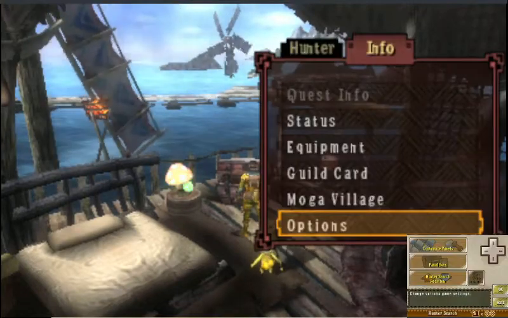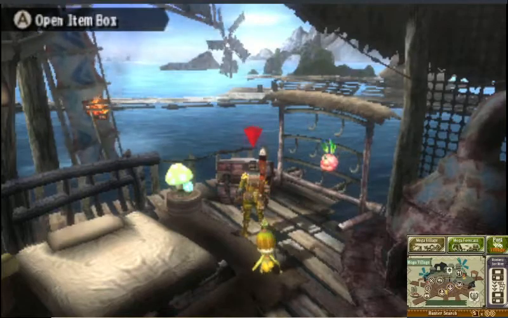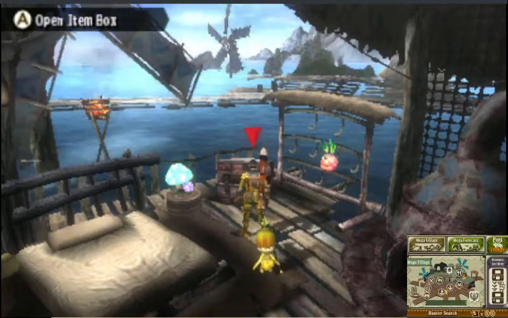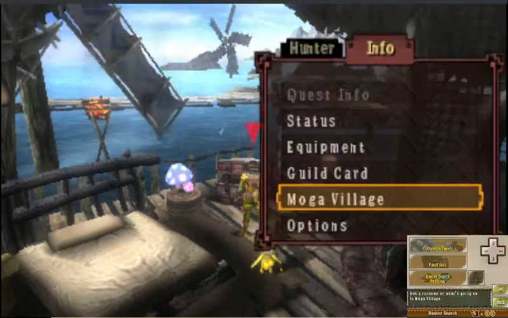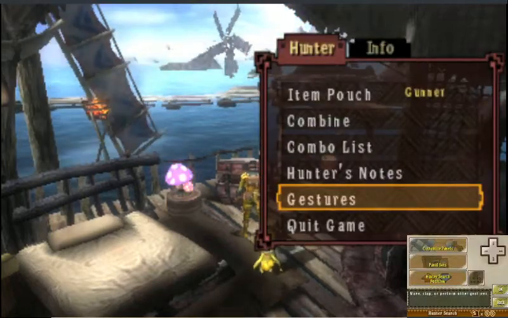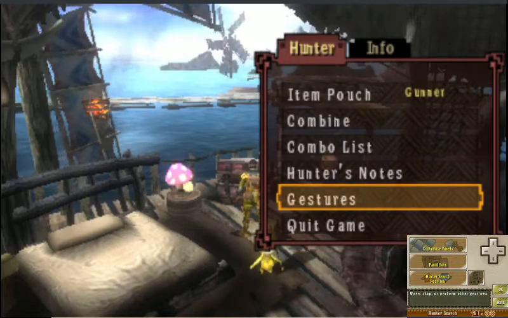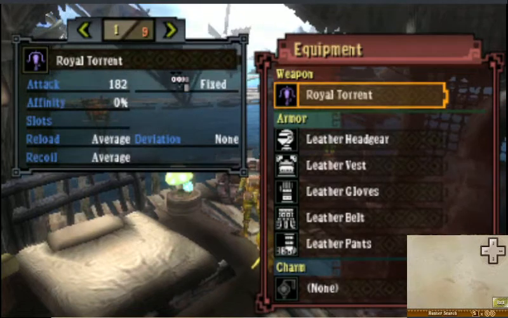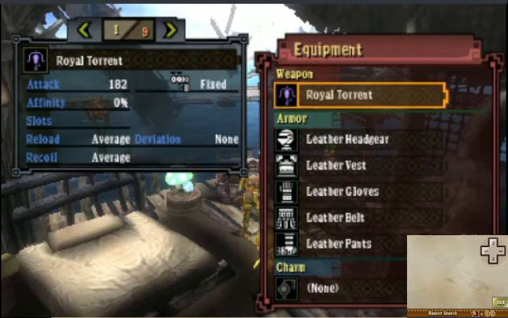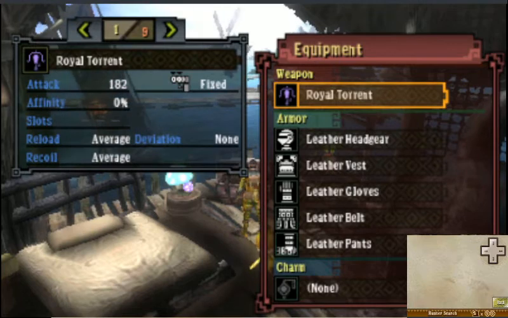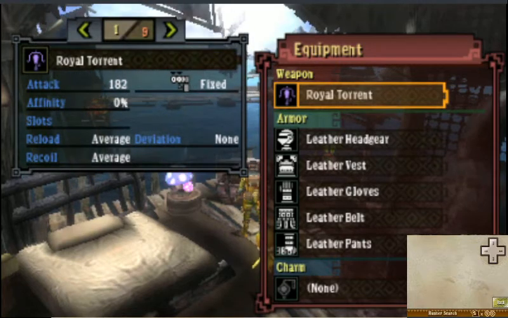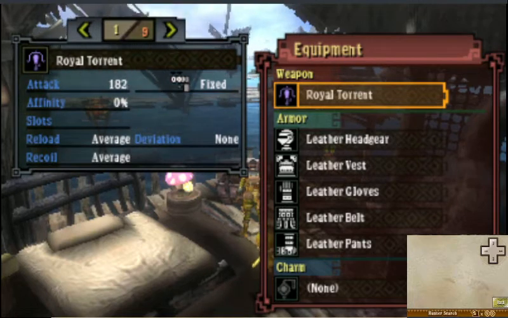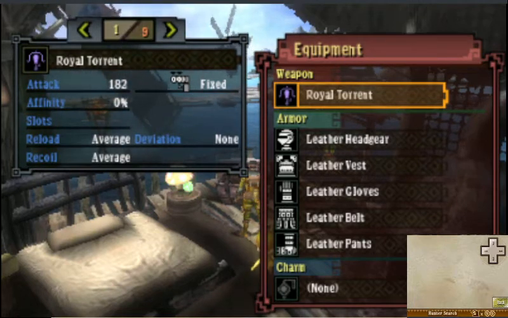So let's go ahead and look at what I mean. As a bowgun user, you will require a lot more knowledge and information about your weapon. You can do that by going to info and equipment, and you will see that I'm using this Royal Torrent. It is a Ludroth light bowgun, and on the first page it lists the attack as well as the affinity.